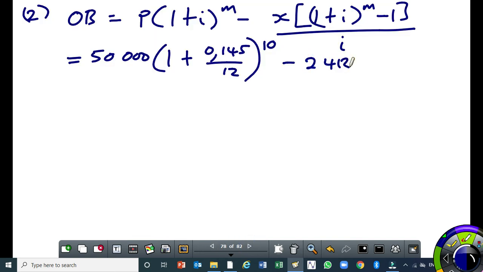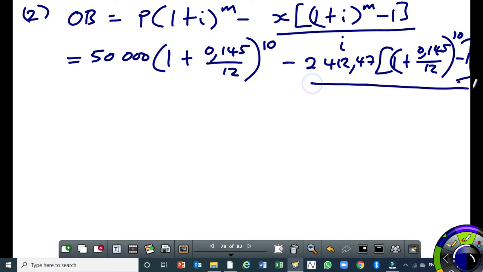2,412 and 47 cents times 1 plus 0.145 over 12. We raise this to the power of positive 10. Then minus 1, and you divide that by 0.145 over 12. Can someone tell us how much the person is owing after making the 10th payment? Can you please do that calculation quickly?